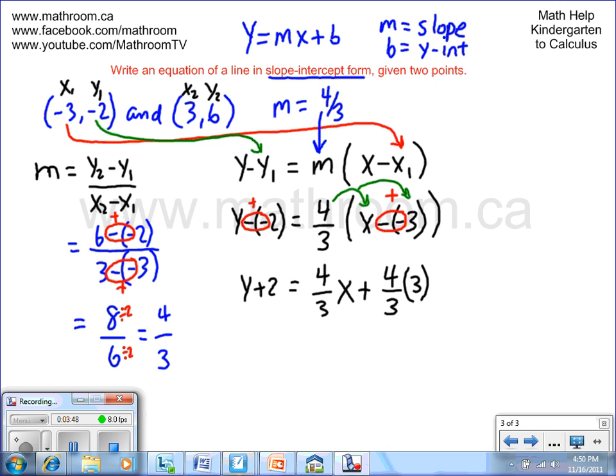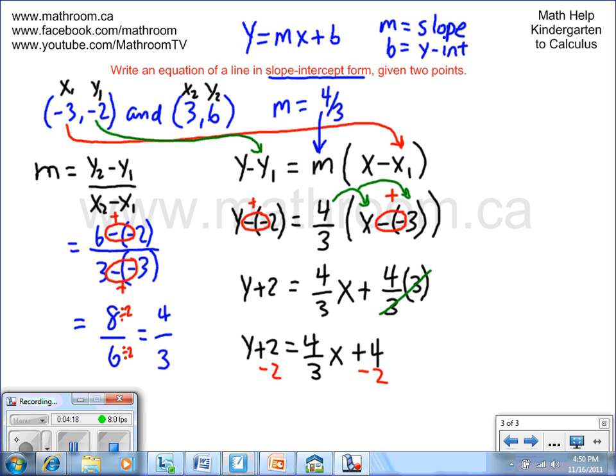Okay. So now we can just simplify it one little bit before we start rearranging this formula. We have y plus 2 equals 4/3 x plus 4/3 times 3, the 3's cancel, so we're left with just 4, plus 4. But now we need to isolate y on the left-hand side, so we're going to subtract both sides by 2.